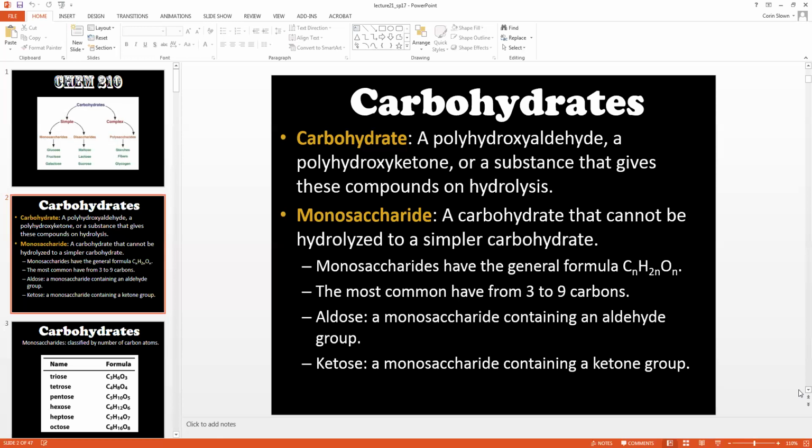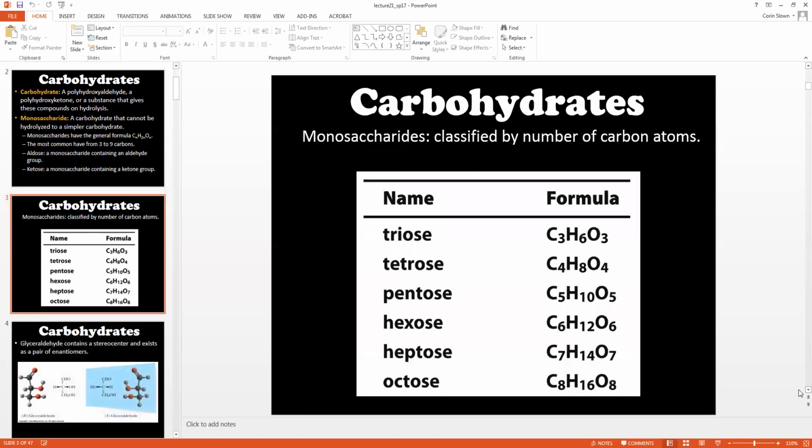Now, why might that be important? Well, if we think about monosaccharides and the way that they're classified, you can quickly see that it's based on the number of carbons. So a triose would have 3 carbons, a tetrose would have 4, a pentose would have 5, a hexose would have 6. You're probably most familiar with the hexose because that's glucose, C6H12O6. Heptose would have 7, octose would have 8.